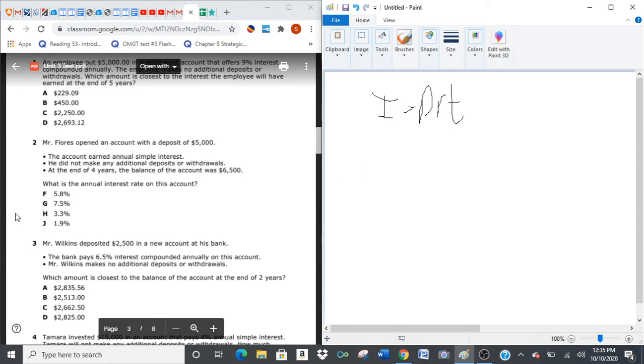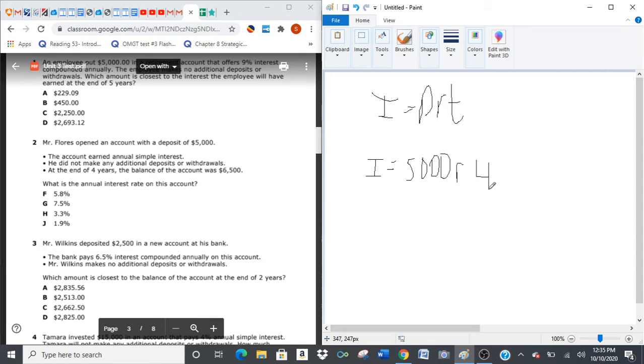Alright, so the deposit being $5,000. Anytime it says deposit, that is the principal. Excuse me. So our principal is 5,000. And we don't know the rate because that's what we're finding. We can just put R. And T is at the end of 4 years, so it's 4 years. Now, we can't have two variables, I and R. We only have to have one in order to solve.